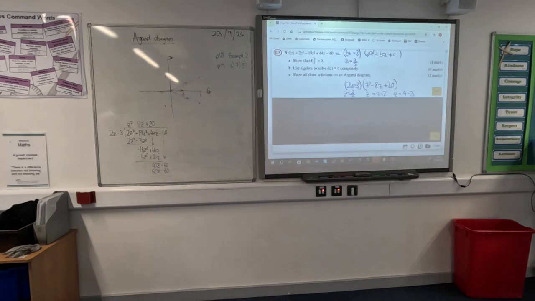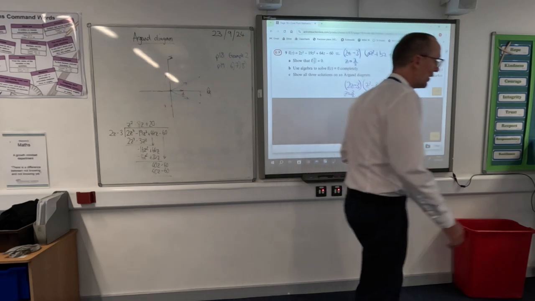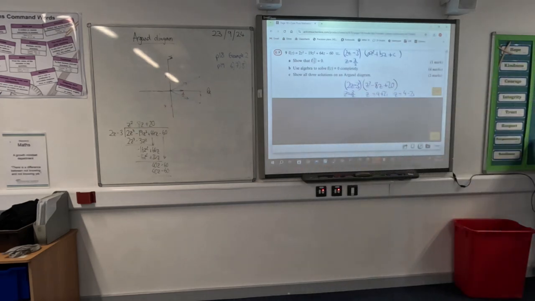So there we go, we've got our three solutions represented on an Argand diagram. I have to say, I have no idea why it's called an Argand diagram, but we are about to introduce another word with an arg in it, so I'm assuming the two are linked.